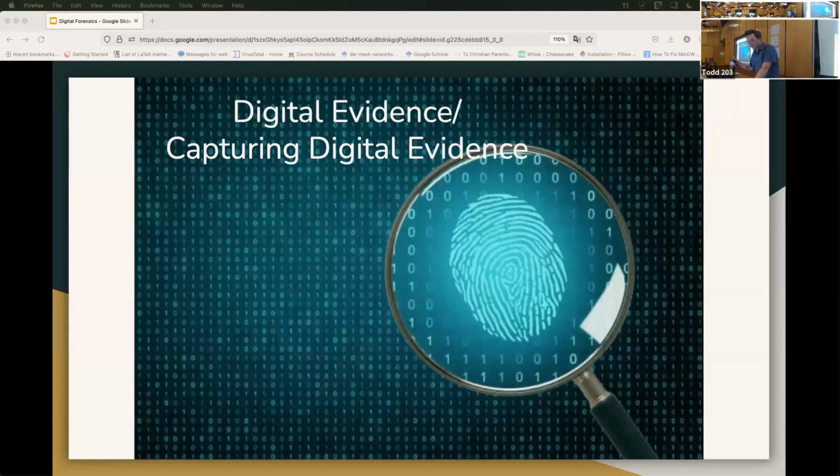So now we'll get into a little bit of where we get the digital evidence, capturing it.